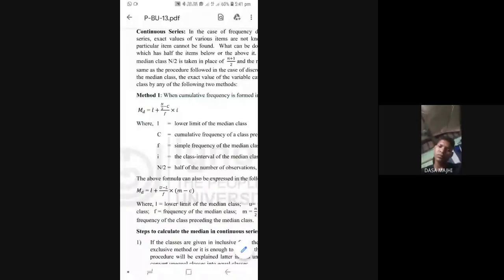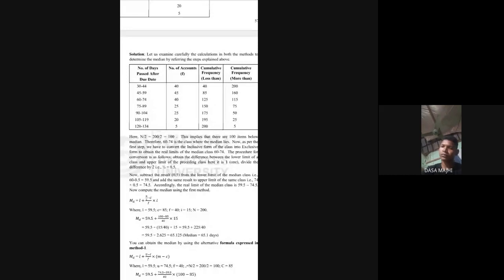So you will see that in continuous series, first you will find out the cumulative frequency, and the last cumulative frequency will be the total number of frequency. Okay, so total number of frequency divided by 2. Whatever class, whatever position it will come, that is the median class. Some examples might have been given here. You see here. This is one example of continuous series.